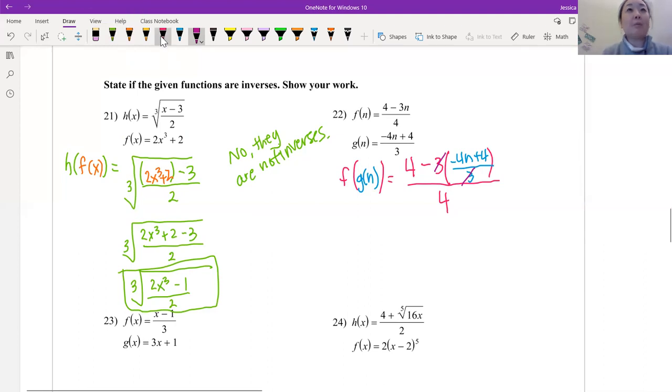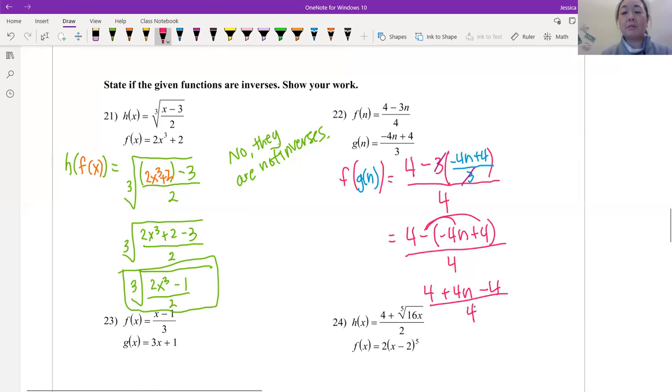And then, once we cancel that out, what do we have left? I have 4 minus. And since I didn't deal with this minus, I still need the parentheses. And then it's going to be negative 4n plus 4. Note, I no longer have the fraction, so we're good. Divide that by 4. There's a lot of 4's going on here. So now I'm going to distribute that negative, or the minus. So that's going to be 4 plus 4n minus 4, divide that by 4. And then the next thing to do, oh, look, 4 minus 4, that's just 0. Happy days. So it's going to give us 4n over 4.